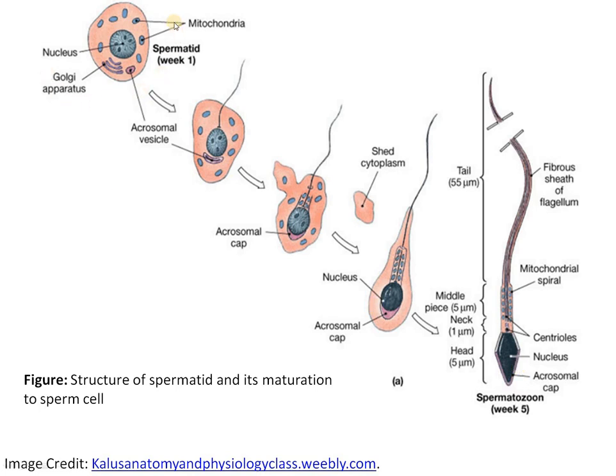So first of all, you can see in the first week, this is the spermatid with the nucleus, mitochondria and Golgi apparatus. With time, it gets modified little by little, and finally in the fifth week, that is after 35 days, it takes the shape of an elongated cell with a specific head, neck or midpiece and the tail region.